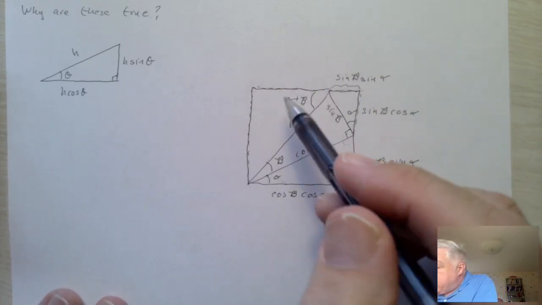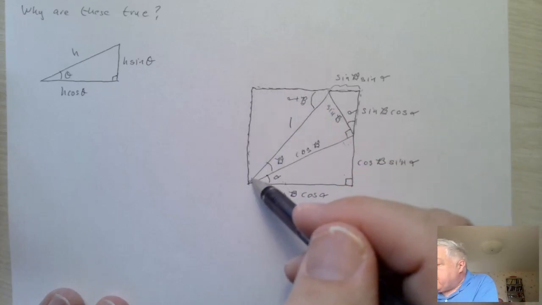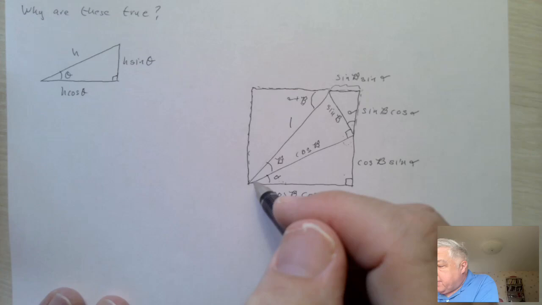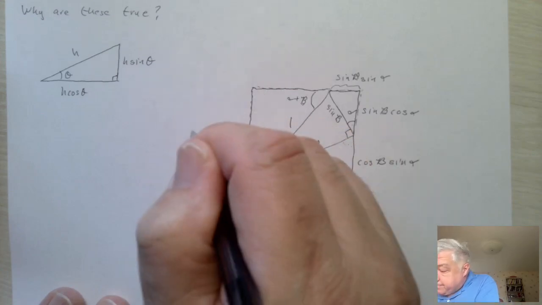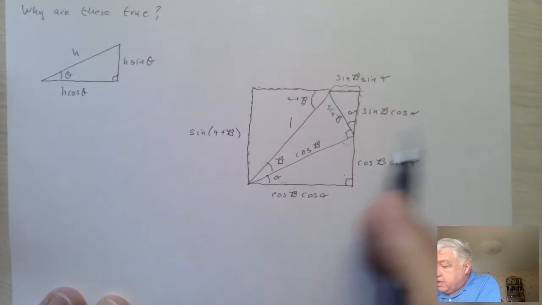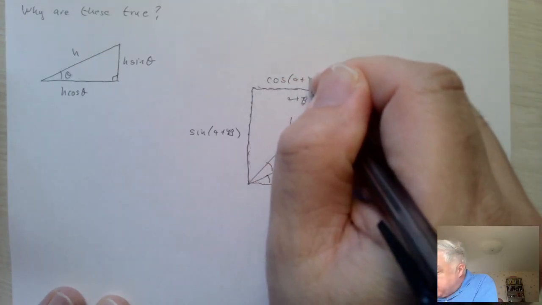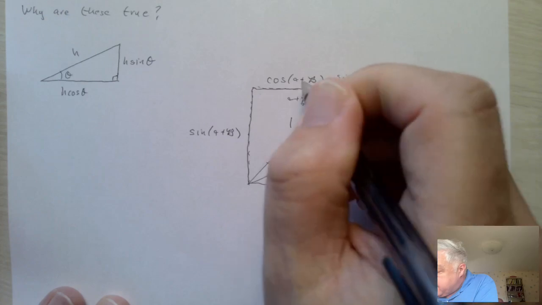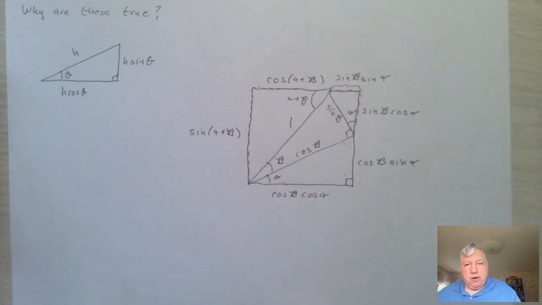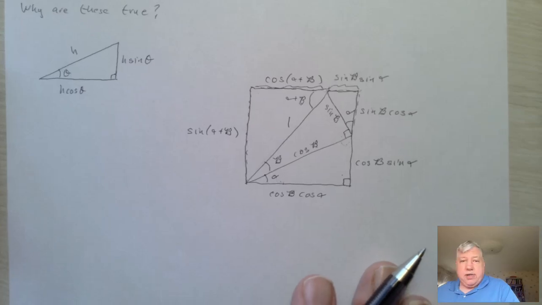And then we have a right triangle here, and so the hypotenuse is 1, so this side is going to be the sine of alpha plus beta, and this distance is going to be the cosine of alpha plus beta. All right, because that's what this distance is. All right, now we're all set.